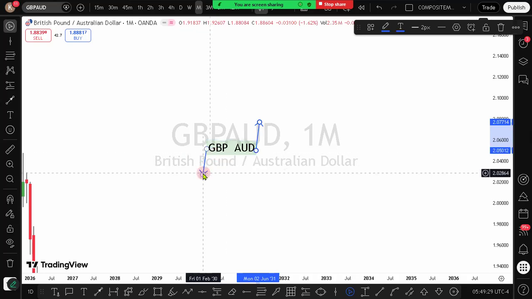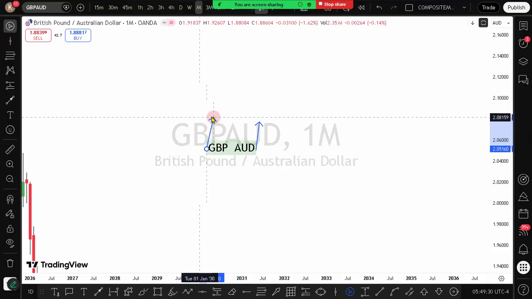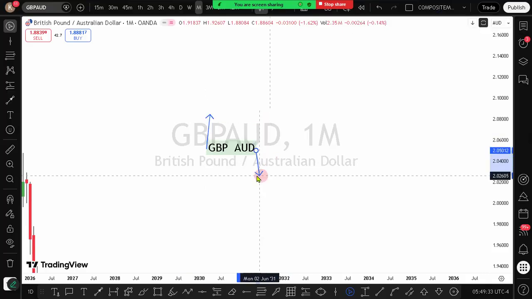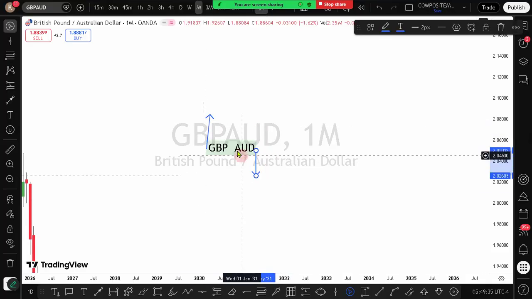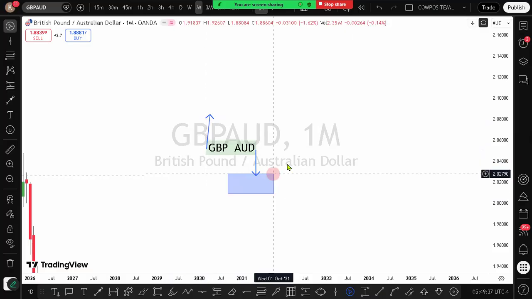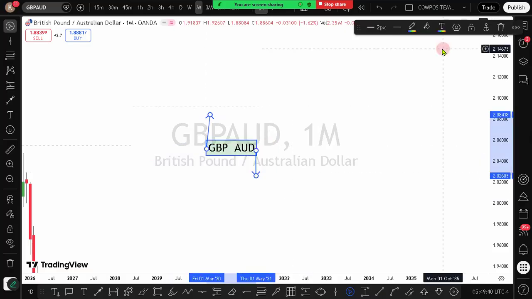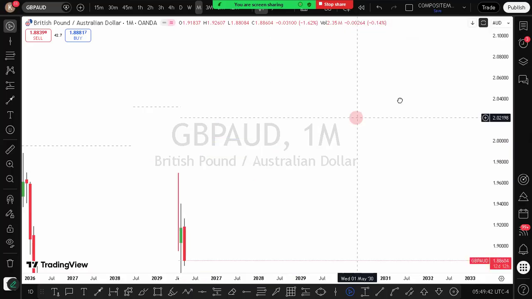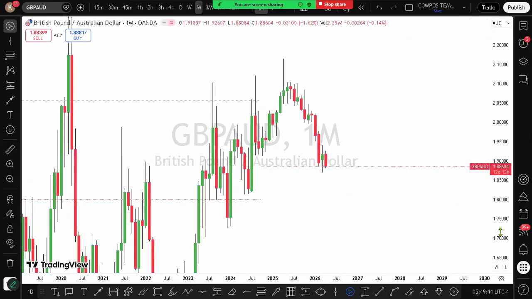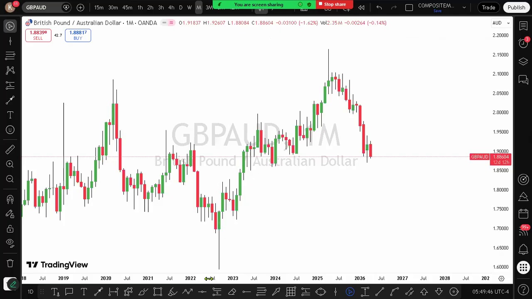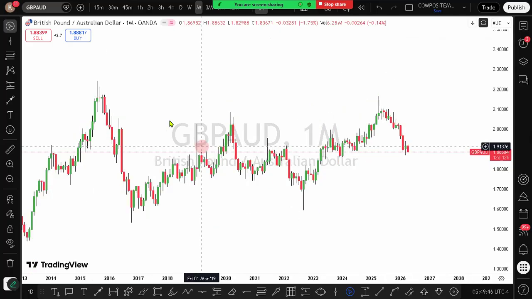So as for now, we have that divergence. The pound is strengthening against the Australian dollar, so we buy GBP AUD, right? To buy the GBP AUD. So let's go to the chart on a monthly time frame and look at this, guys. You can see the current trend on this particular market.